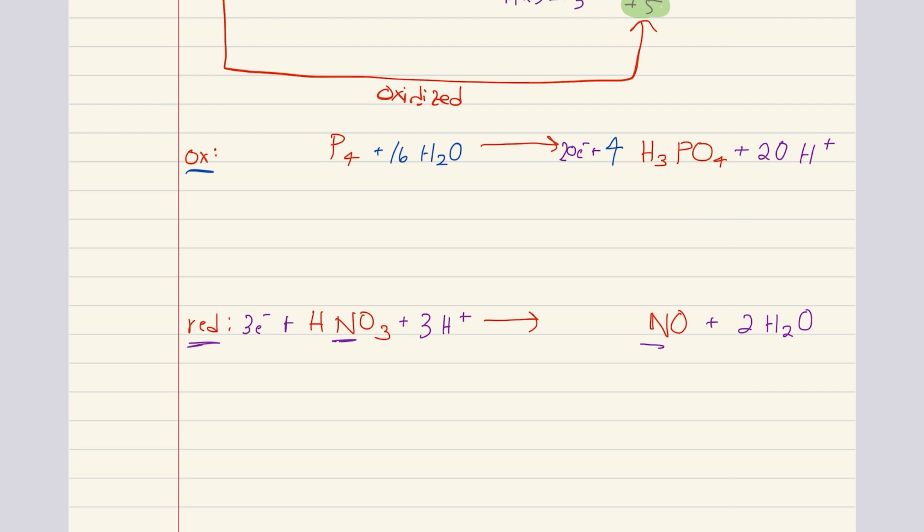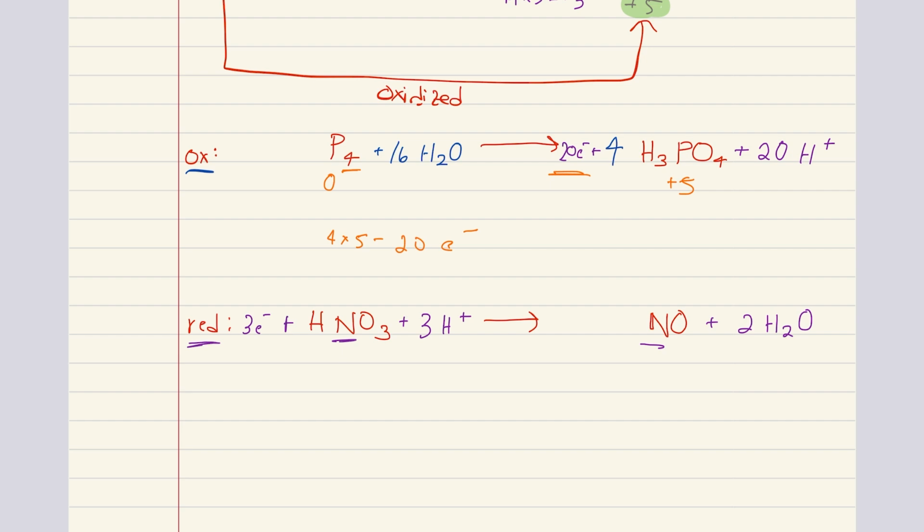In the oxidation half reaction, each phosphorus atom changes from an oxidation state of 0 to an oxidation state of +5. So that means each phosphorus atom loses 5 electrons, and there's a total of 4 phosphorus atoms in the half reaction. So 4 times 5 is equal to 20 electrons, and that matches the number of electrons we've added in to our balanced equation.